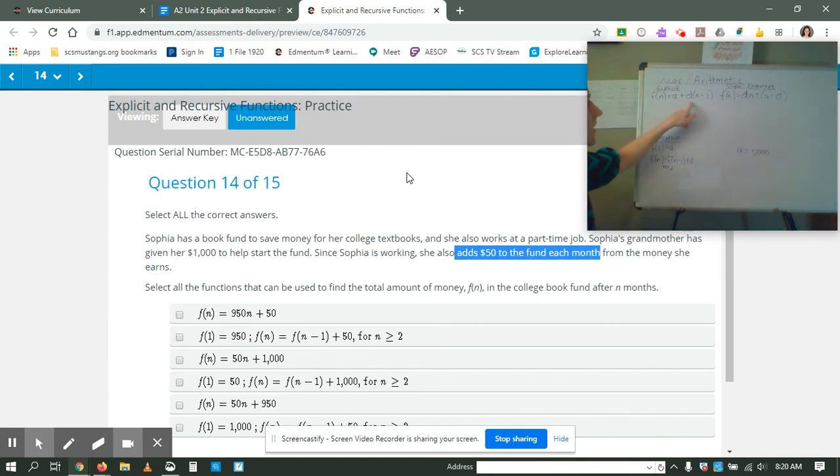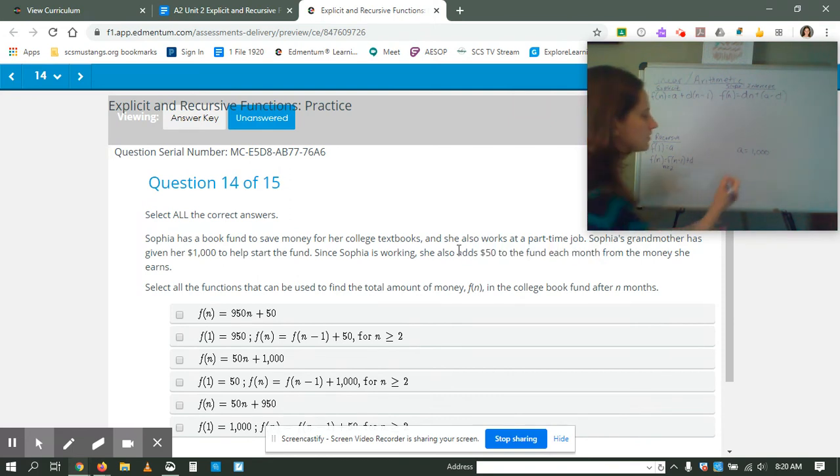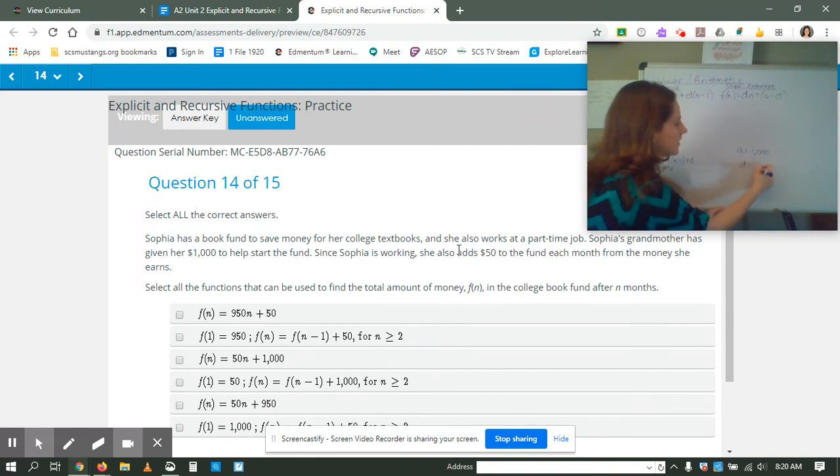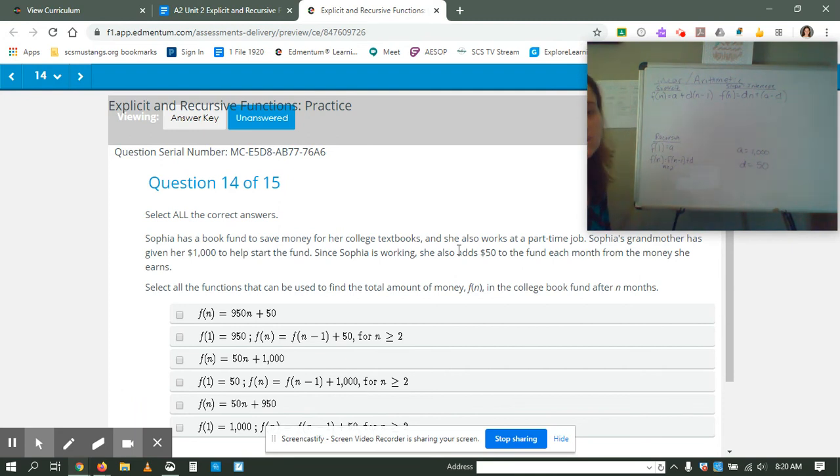And then I need a value for D, or our common difference. So that is going to be that she adds $50. So D is going to be a +50. If she had been spending money for whatever reason, I would have done a -50 instead. But she's adding money in. So it's going to be a +50 there. So then I'm just going to take all of these values and put them in and go from there.